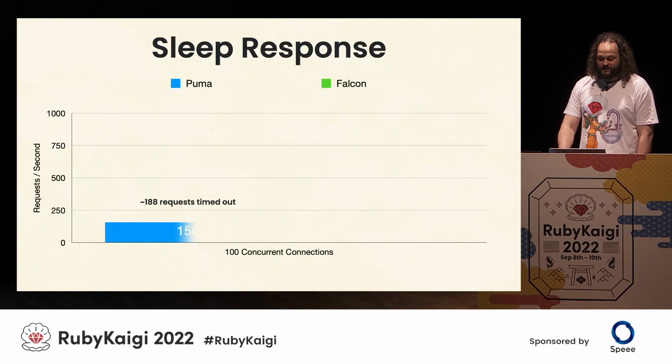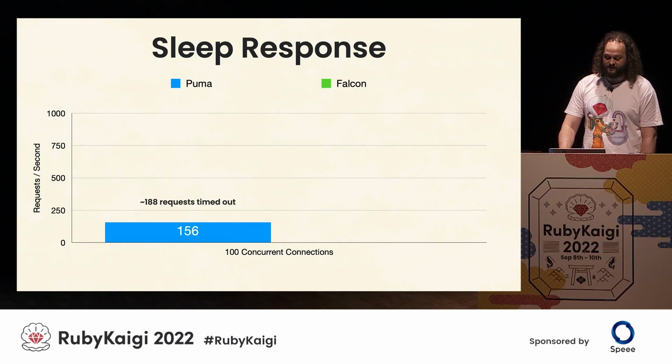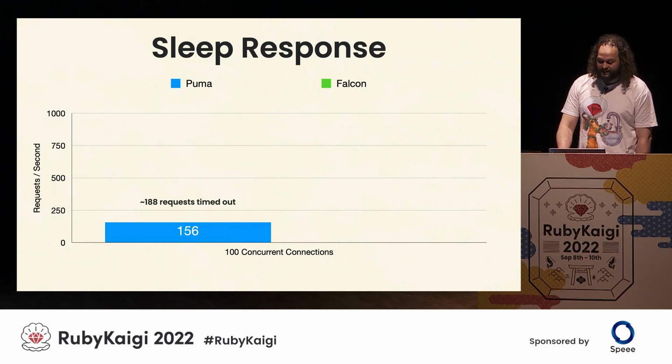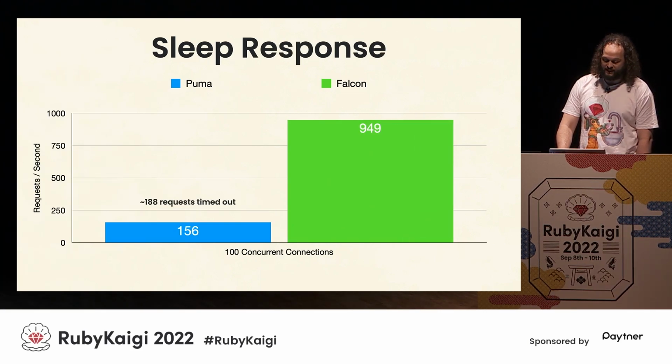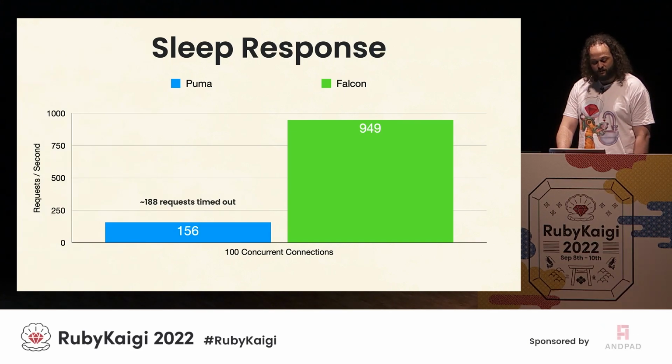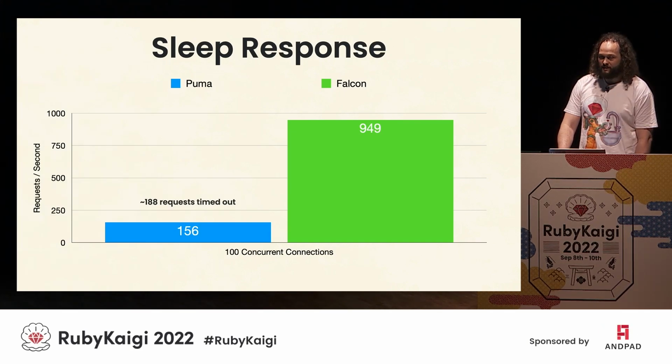And that's exactly what we see with Puma, which is configured with 16 threads, maxing out at about 160 requests per second. Actually, in this test, I connected 100 clients, so not all of them were actually able to get a response, and we had some timeouts. Falcon has a significant advantage in this case, because it's able to transparently context switch between all 100 incoming connections, and thus it gets close to the theoretical maximum of 1,000 requests per second.